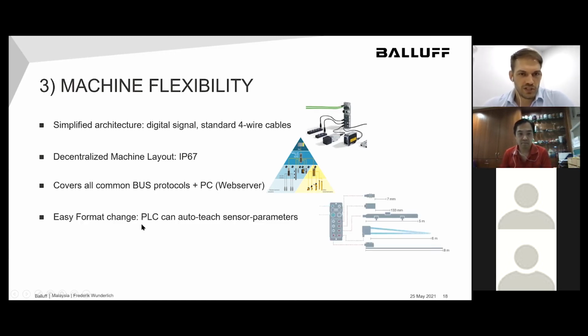You have an easy format change, because the PLC will auto-teach sensor parameters when you have a different product. It's quite typical in nowadays production that, let's say, you want to manufacture 2 types of products with a different size on the same machine. So it means you have to teach the machine, okay, now this is the end size of the product, and then you put a bigger product on the production, and of course all your parameters will change. So you can auto-teach that to the sensor using the IO-Link from your PLC.